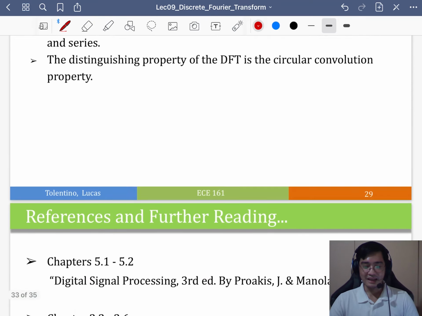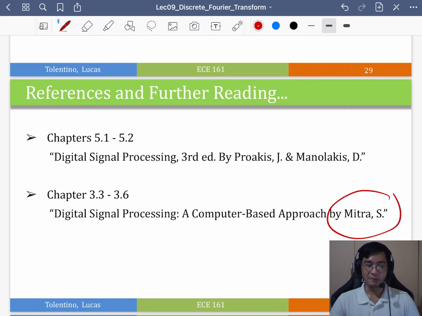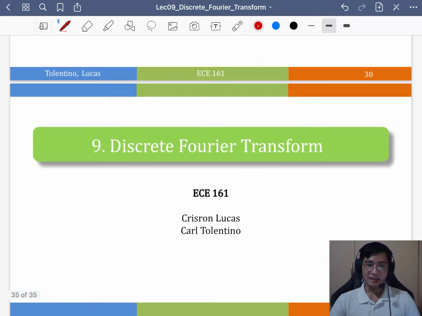And that's it for lecture 9. If you want further reading, you could read these books. I used the Proakis and Manolakis book for this discussion, and you could also check the book by Mitra in the following chapters. That's it. Thank you for listening. This is once again lecture 9, Discrete Fourier Transform, and see you in the next lecture.